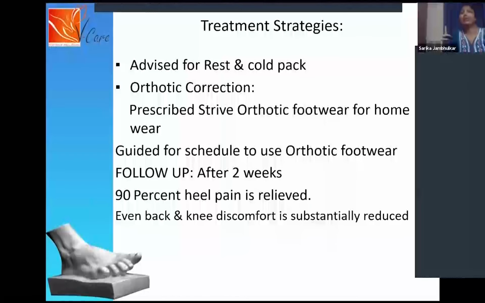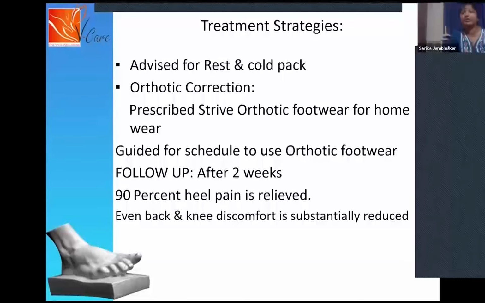the patient is advised rest and cold pack initially. That is a must for every patient with plantar fasciitis, because everyday standing and walking will keep on aggravating their pain. Now, for the orthotic correction, considering the patient was a housewife, she will not be using sports shoes at home. So she was advised Strive orthotic footwear.